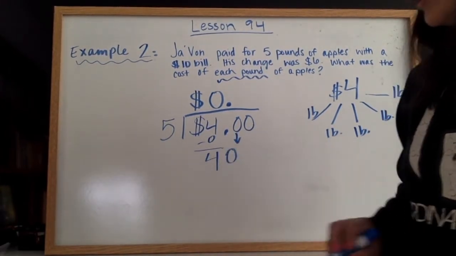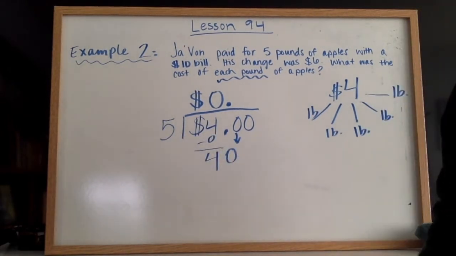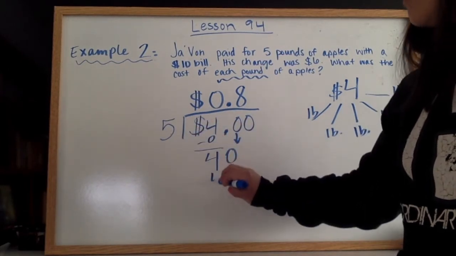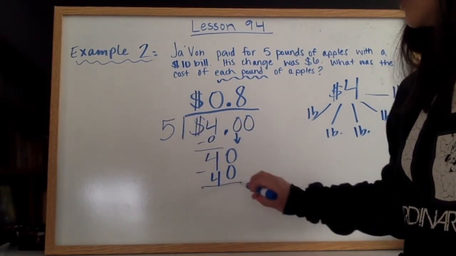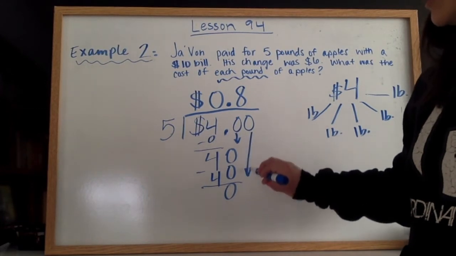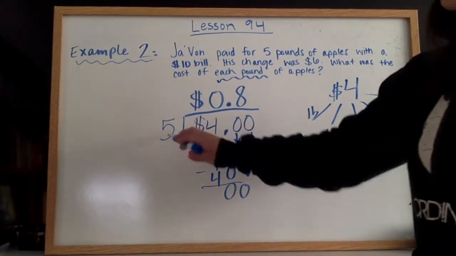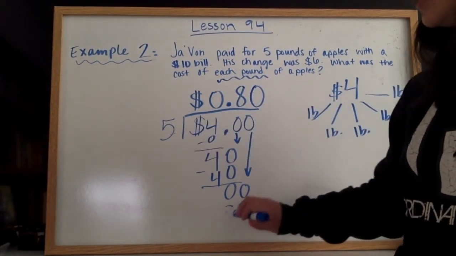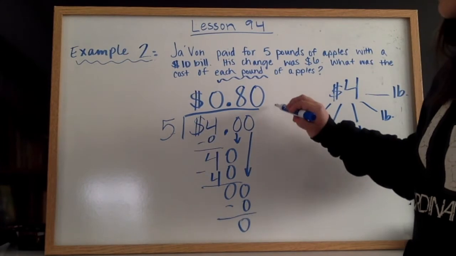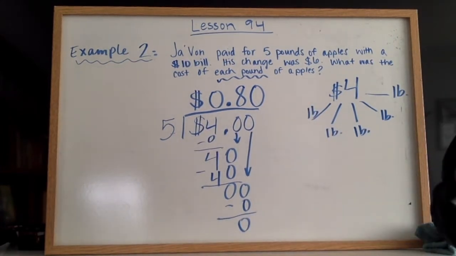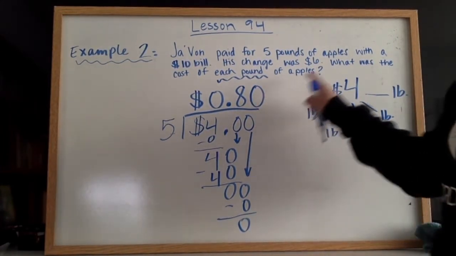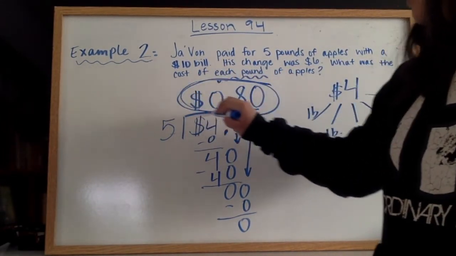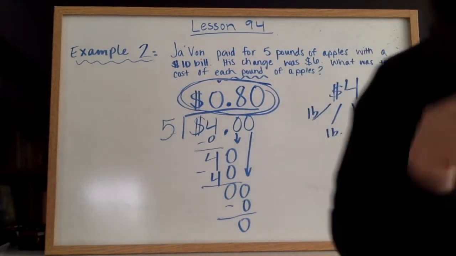Now we have 40. 5 goes into 40 exactly 8 times. 8 times 5 is 40. Subtract to get 0. Bring down this 0. 5 goes into 0. 0 times 5 is 0. Subtract and I get 0 again. There's nothing else to bring down, so that means I'm done. Now that means that each pound of apples was 80 cents. Pretty cheap.